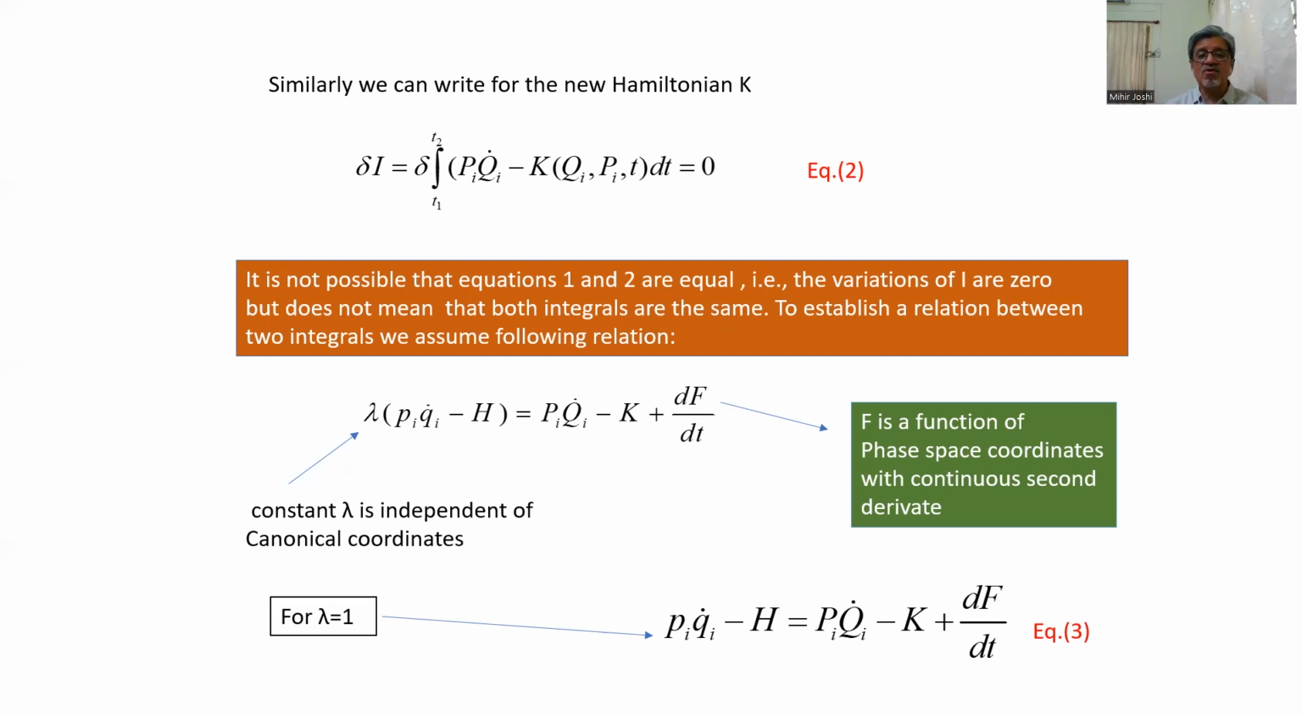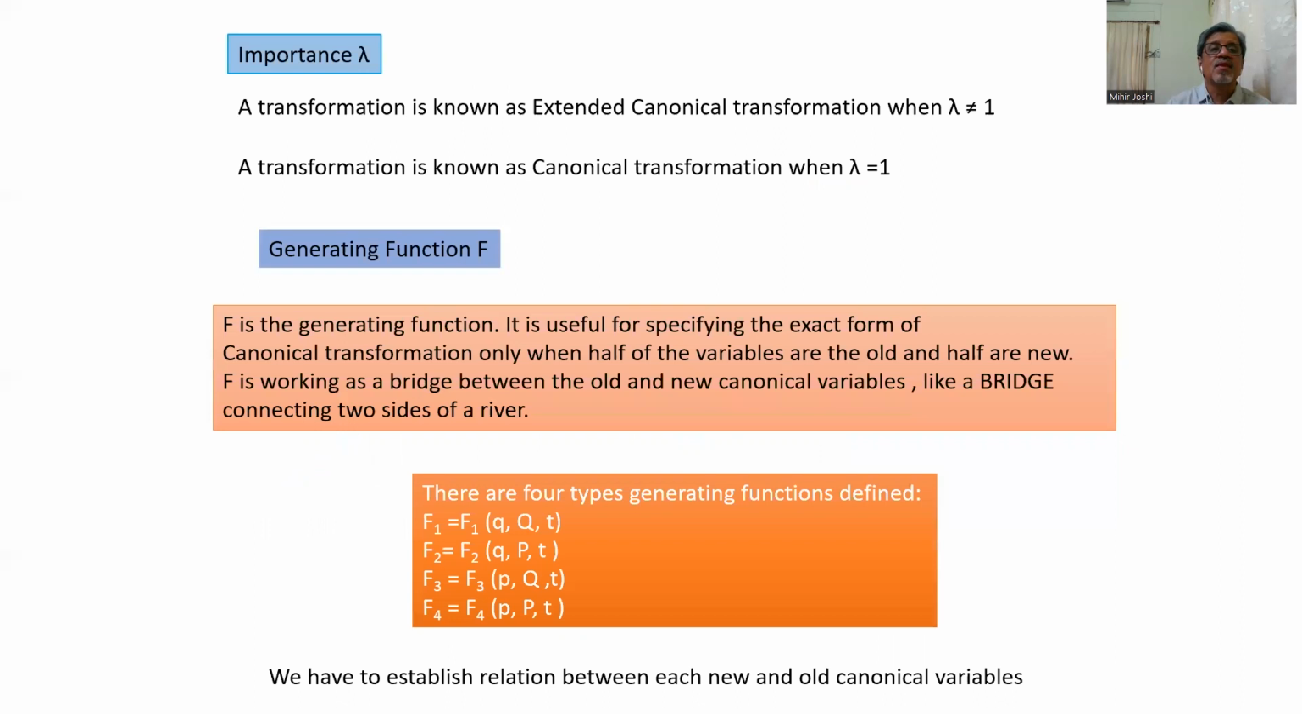And for λ equal to 1, we have a simple equation: p_i q̇_i minus H is equal to P_i Q̇_i minus K plus dF/dt. On the right hand side are the new variables, on the left hand side the old variables. That is represented by equation number 3.